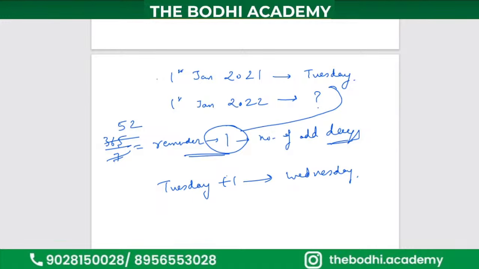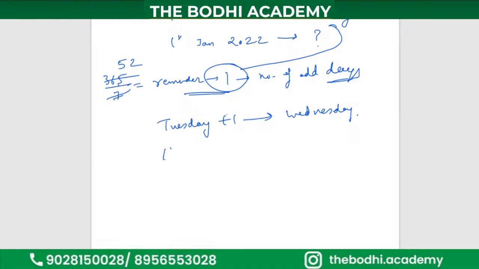Now another example. If 1st Jan 2024 is Monday, then what will be the day on 1st Jan 2025? Very simple question. Can anyone comment in the chat? Can anyone answer what will be the answer?